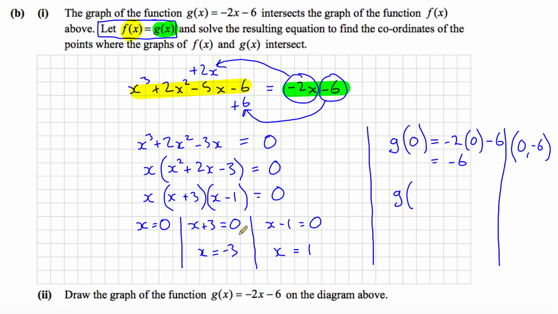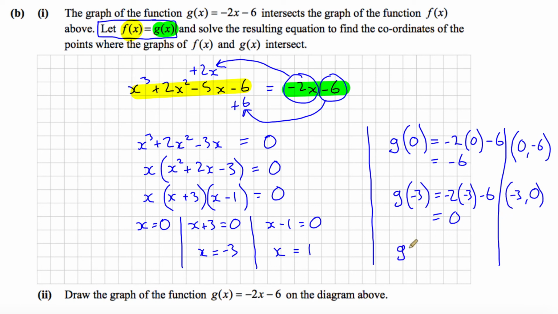Then I'm going to try g of minus 3. That's equal to minus 2 times minus 3 minus 6. Minus 2 times minus 3 is 6, and 6 minus 6 is 0. So when I put in minus 3, I get out 0. So that's another coordinate where they intersect.